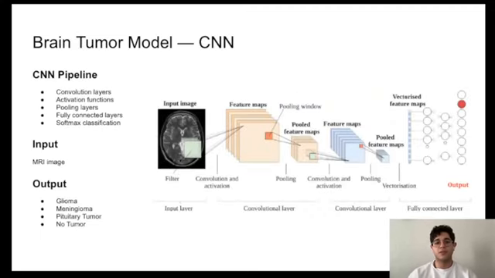For the brain tumor model, however, we used a convolutional neural network because we have multiple convolution layers, and we have activation functions. We want all of these layers to be fully connected so we can have a softmax classification happening. The input is usually an image, and computer vision is used to look at these, and then it outputs whether it's a glioma, meningioma, no tumor, or whatever it might be.